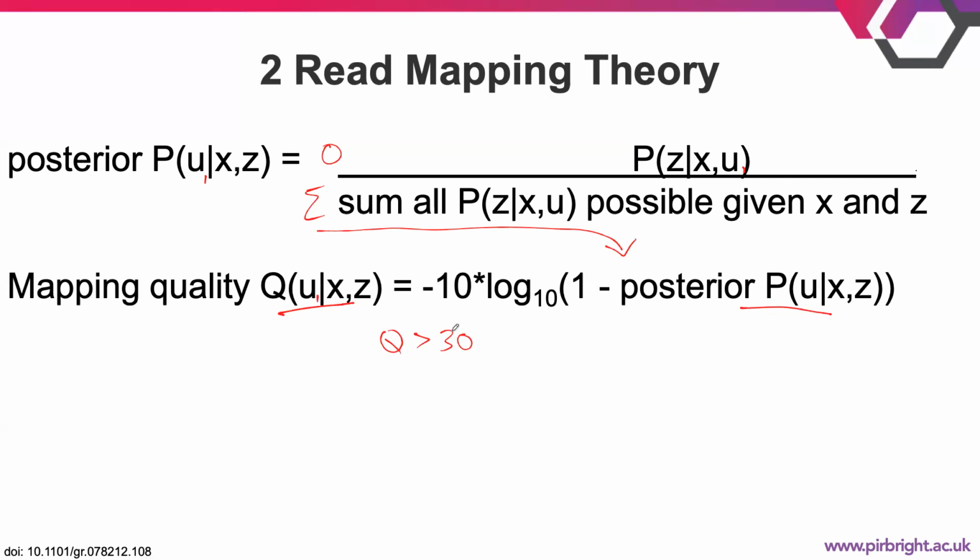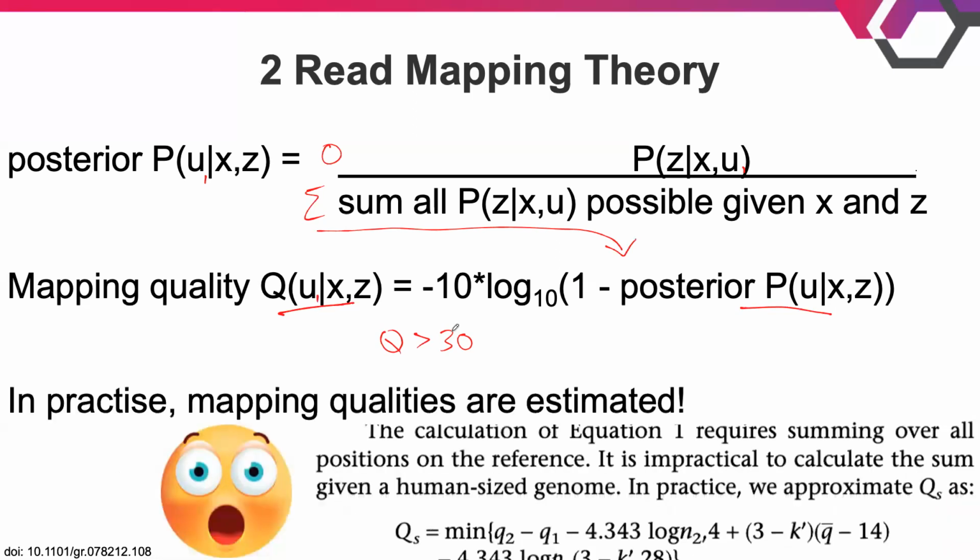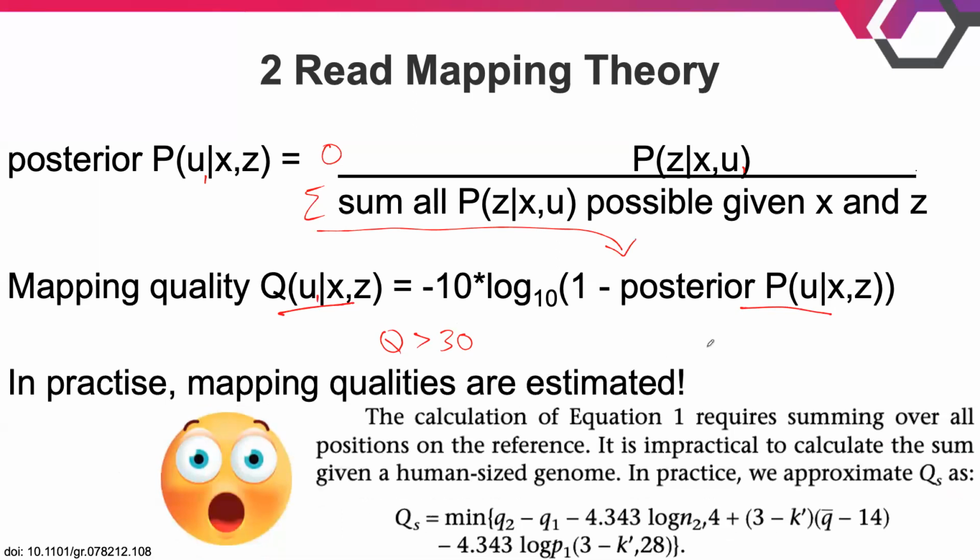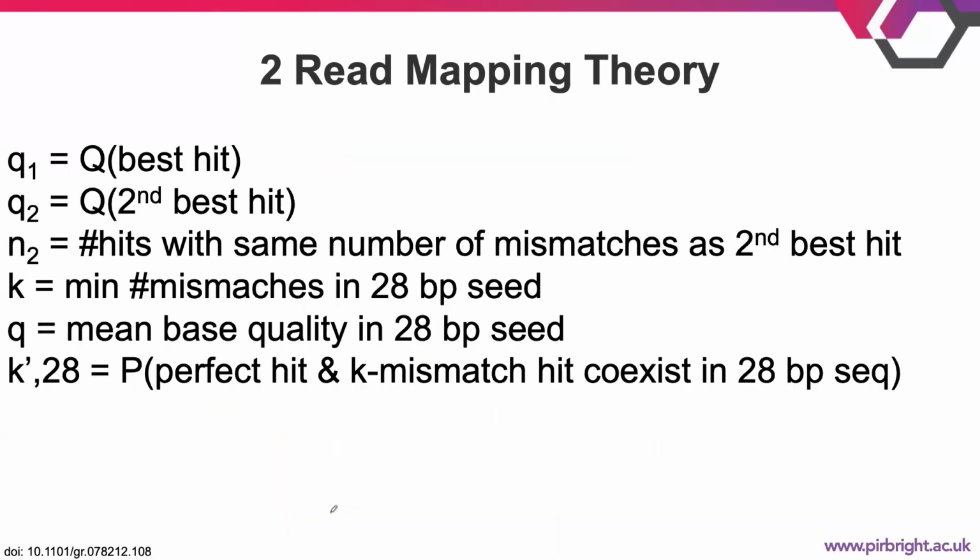In practice, though, it's important to note that this theory is computationally challenging for computers to implement in an efficient manner. So mapping qualities are actually estimated. There's a numerical approximation to estimate these in practice, and you can see more details in this paper. What this approximation says simply is that we look at the best hit, as I mentioned before, and then the second best hit. And then there's a number of other factors to take into account.